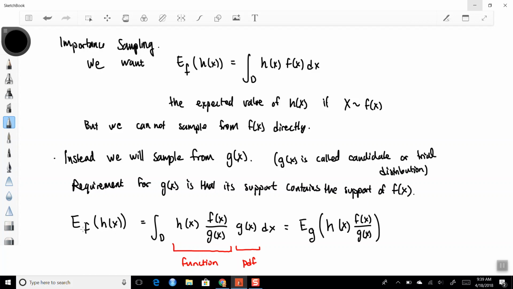And so if I cannot sample from f directly, I will just sample from g instead, and now I have what I want, the expected value of h of x. Basically I just take my values and weigh them by the ratio of the PDF of f of x and the PDF of g of x.